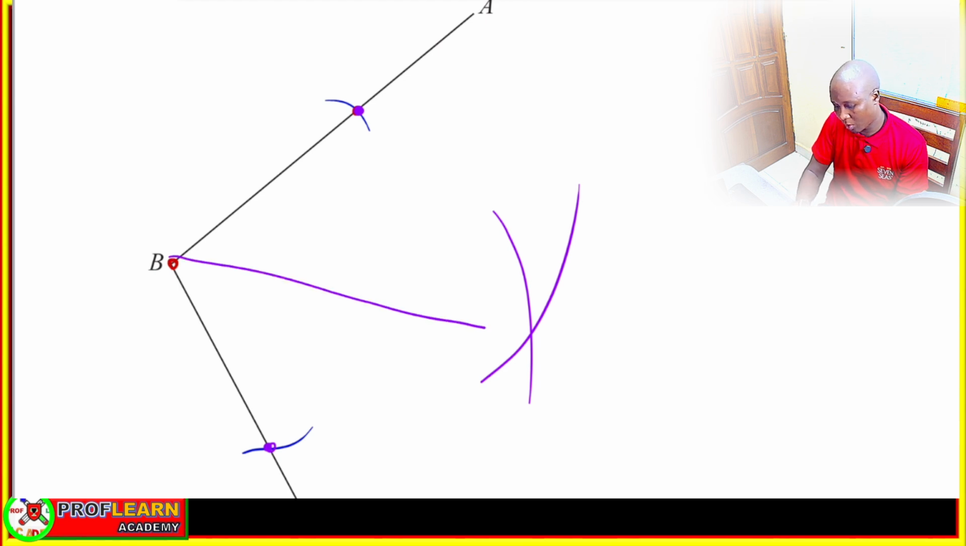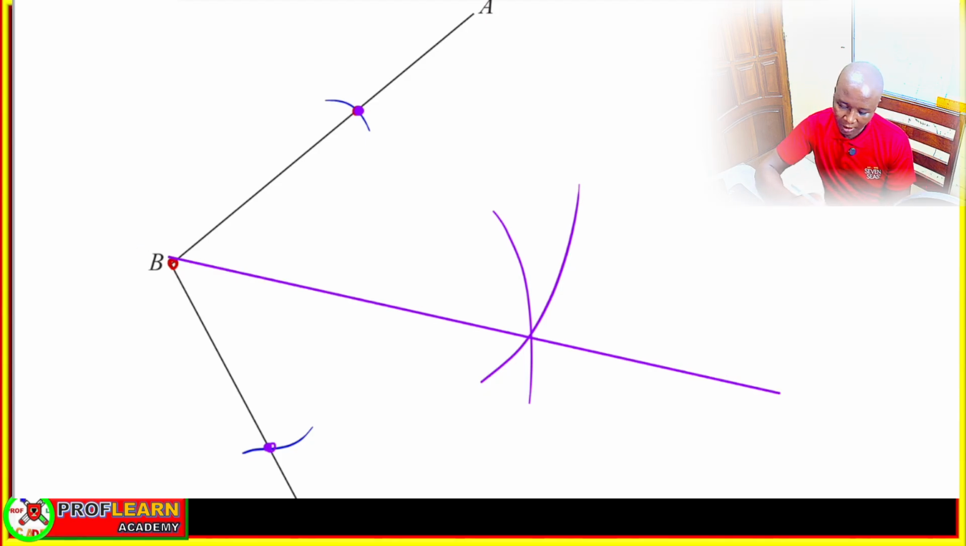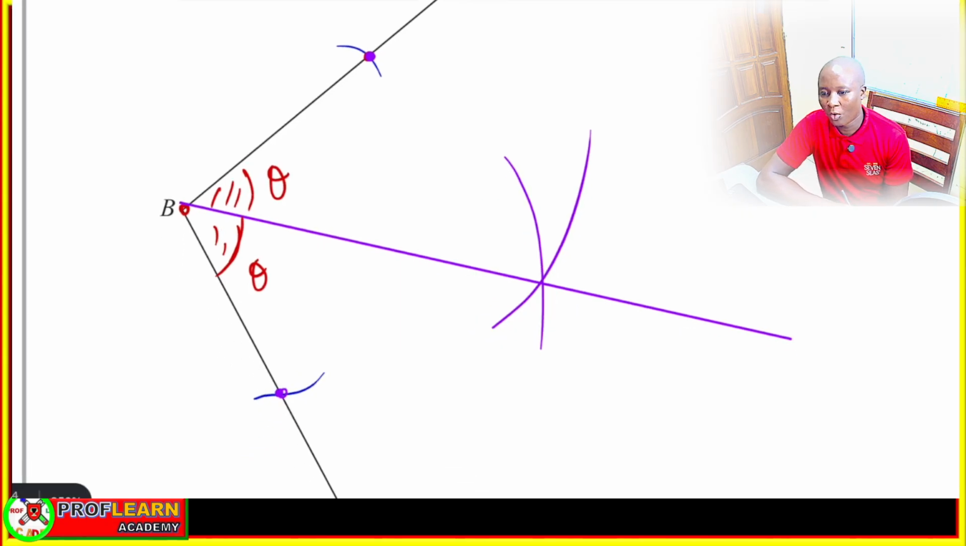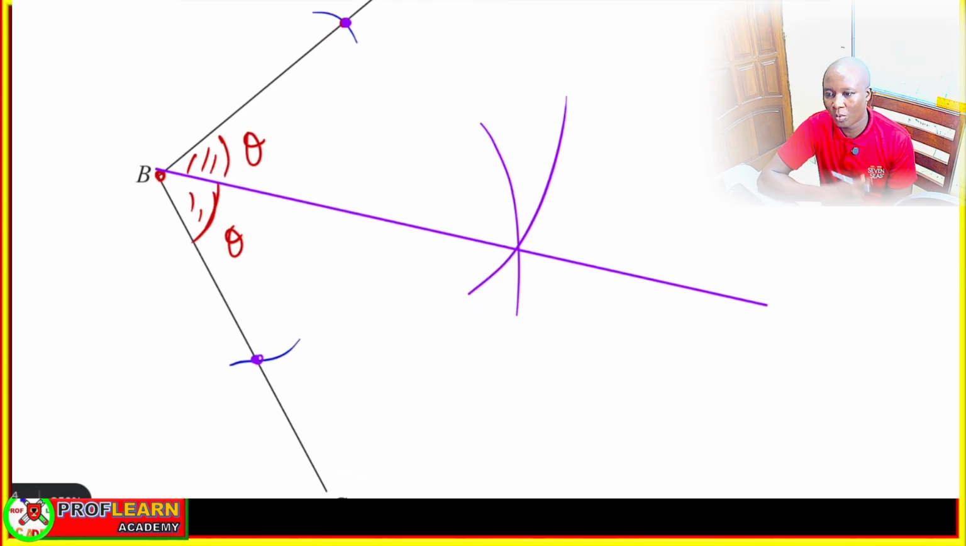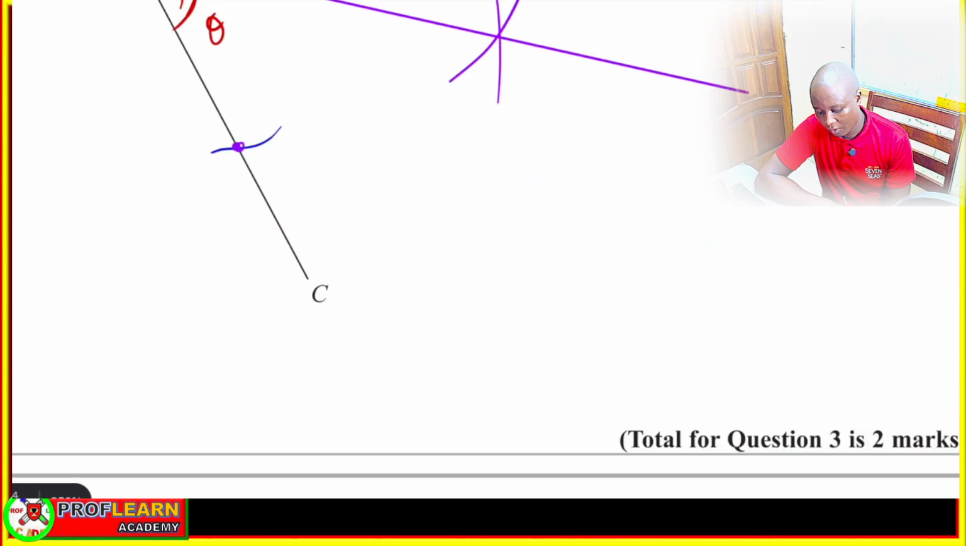And then once you've made those arcs, you can now change the radius of your pair of compasses, and then you stand at this point, make an arc, and also you move, and at that particular point also you make another arc. Then after you've done that, you are going to join a straight line like that, and that's going to be a bisector, meaning that this is going to bisect these 2 into 2 equal angles. So that is the angle bisector. You need to understand how to bisect angles, and also how to construct perpendicular lines from a given point.